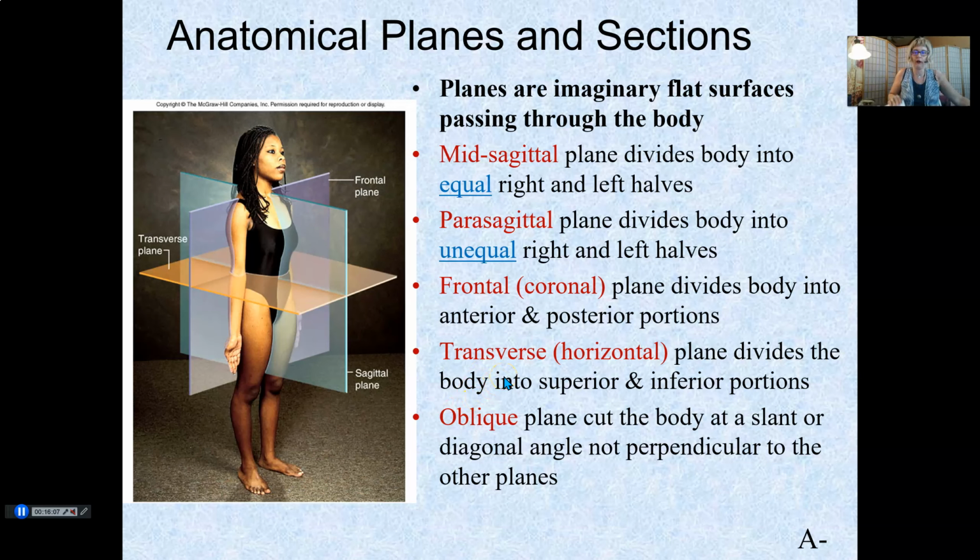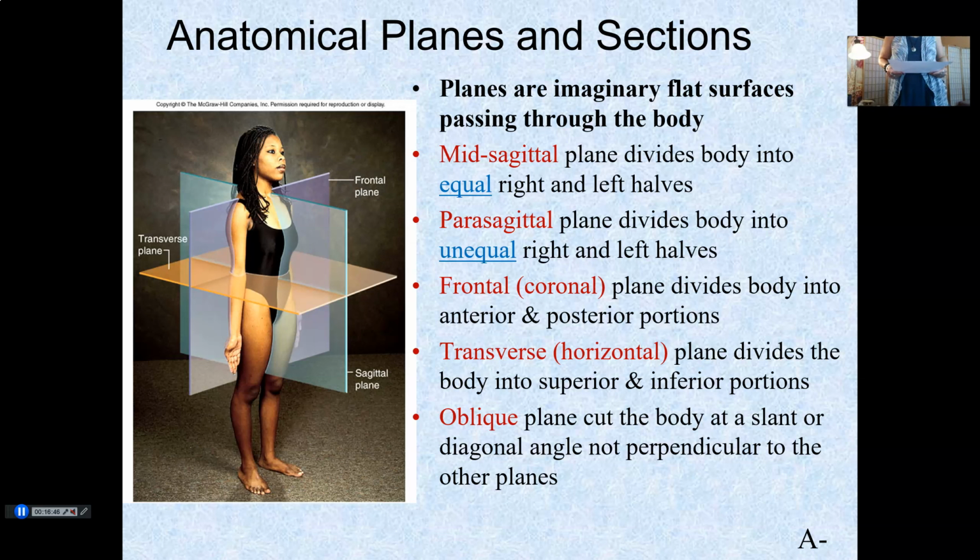Horizontal, I'm going to stand up. And here you can see I cut the body into a superior and an inferior. So if you have your belly button here, your umbilicus. The anatomical name for the belly button is called the umbilicus. Right here is my umbilicus. So I'm doing a transverse cut right at the umbilicus. It's a transverse cut across the torso. Everything above the torso, right here, that is superior.